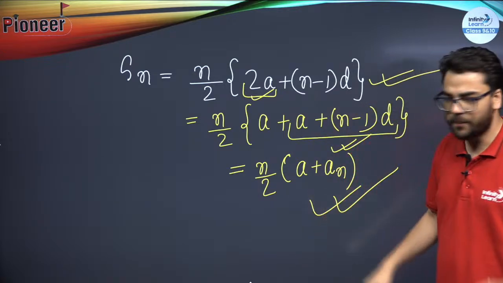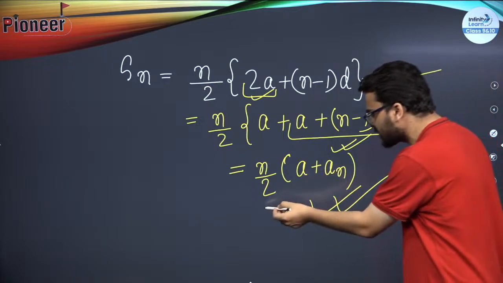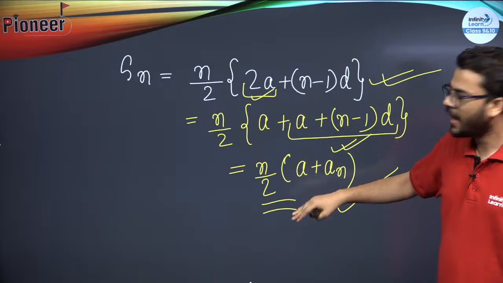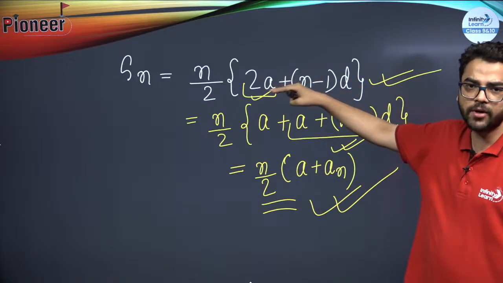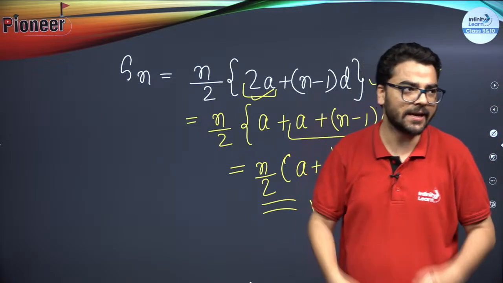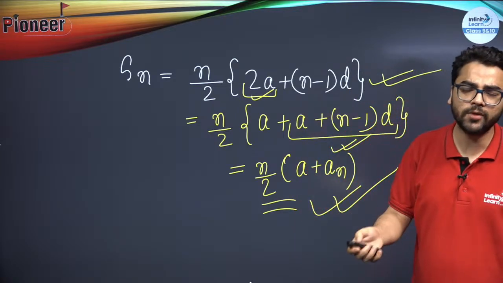Any doubt in this? So depending upon the situation, you can use this formula as well. Many a times it will help you save time. And this is the actual formula, n by 2 into 2a plus n minus 1 into d. I hope this thing is clear. Okay, so let's move on to the next thing.